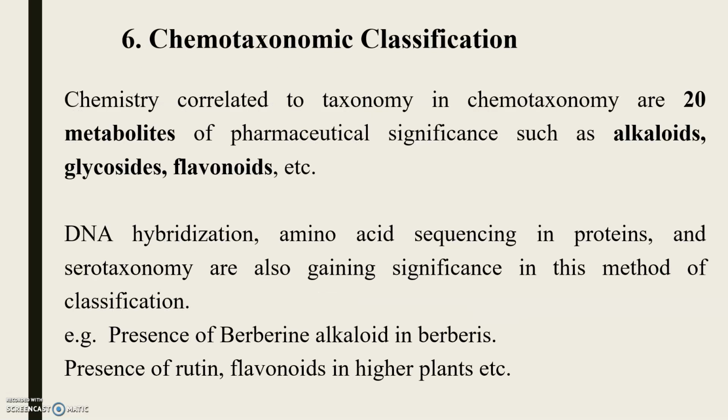The chemotaxonomic classification method includes the combination of both chemistry as well as taxonomy. There are secondary metabolites having pharmaceutical significance, such as alkaloids, glycosides, and flavonoids. Proteins and DNA have significance in hybridization and amino acid sequencing in a protein. Likewise, serotaxonomy is also gaining significance in this method of classification. For example, presence of berberine alkaloid in the berberries, presence of rutin flavonoid in the higher plants. These are the different methods of classification of crude drugs.